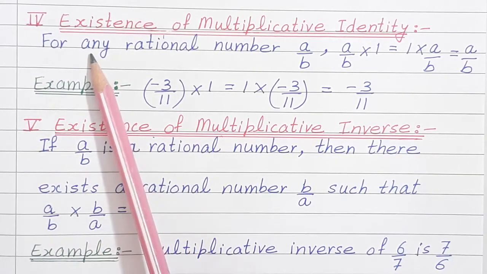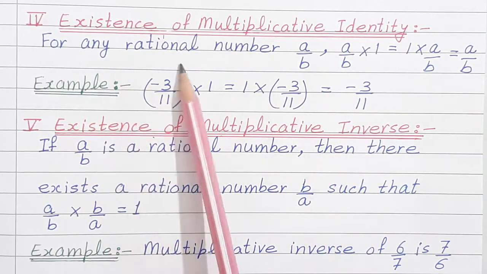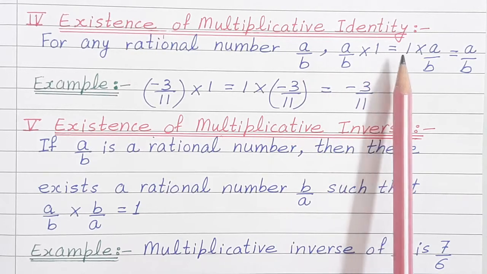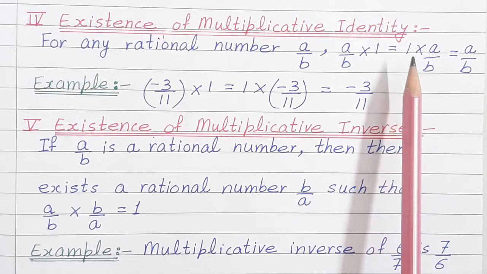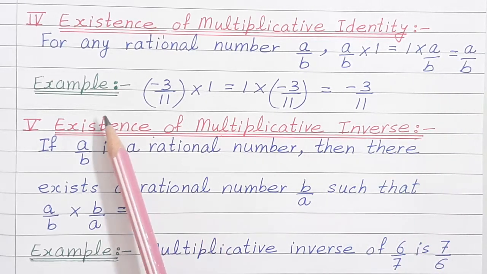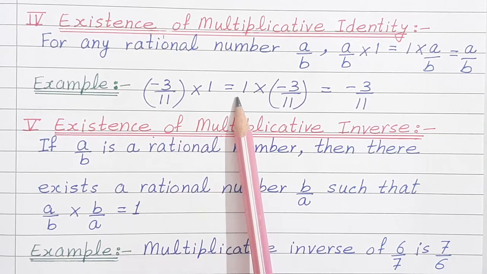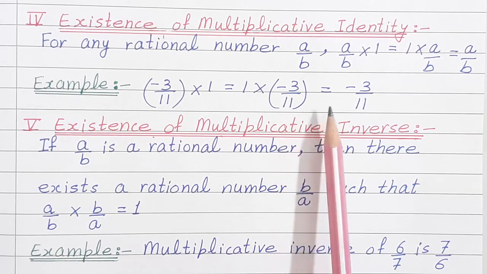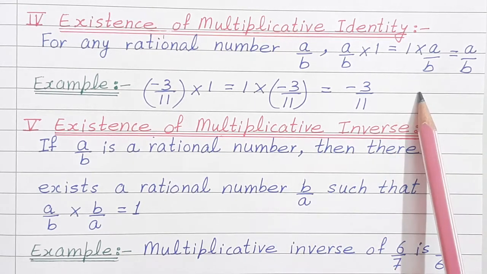Now let us discuss the next, that is existence of multiplicative identity. For any rational number a upon b, if you multiply a upon b by 1, the result is a upon b. Also, if you multiply 1 with a upon b, then also the result is a upon b. For example, minus 3 upon 11 multiplied by 1 is equal to 1 multiplied by minus 3 upon 11, that is equal to minus 3 upon 11. I hope it is clear.